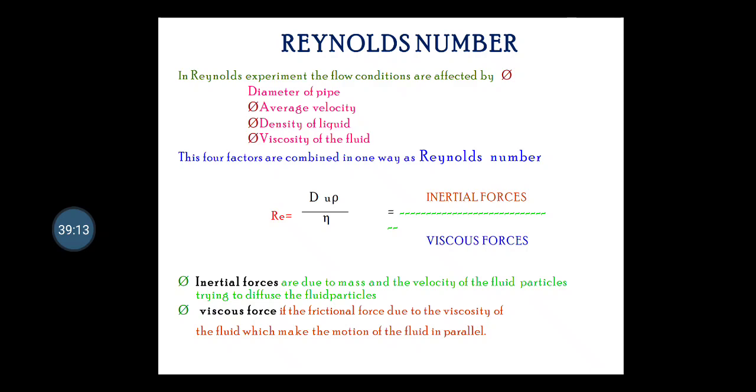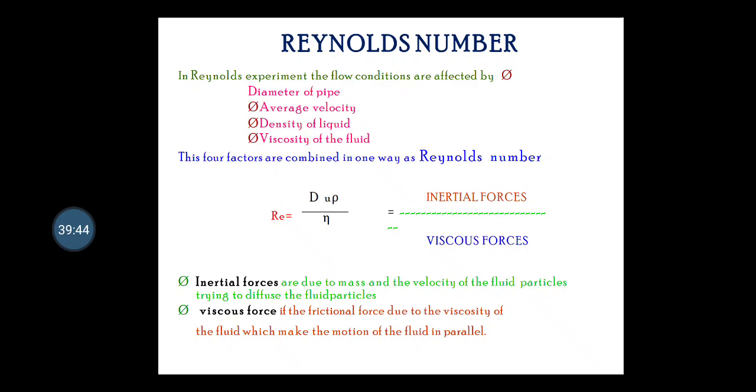The first is the diameter of the pipe, then second is average velocity, third is density of the liquid, fourth is viscosity of the fluid. So these four factors are combined in one way as Reynolds number. So Re is equal to d into u into rho upon eta, which is exactly equal to the inertial forces upon the viscous forces in short.